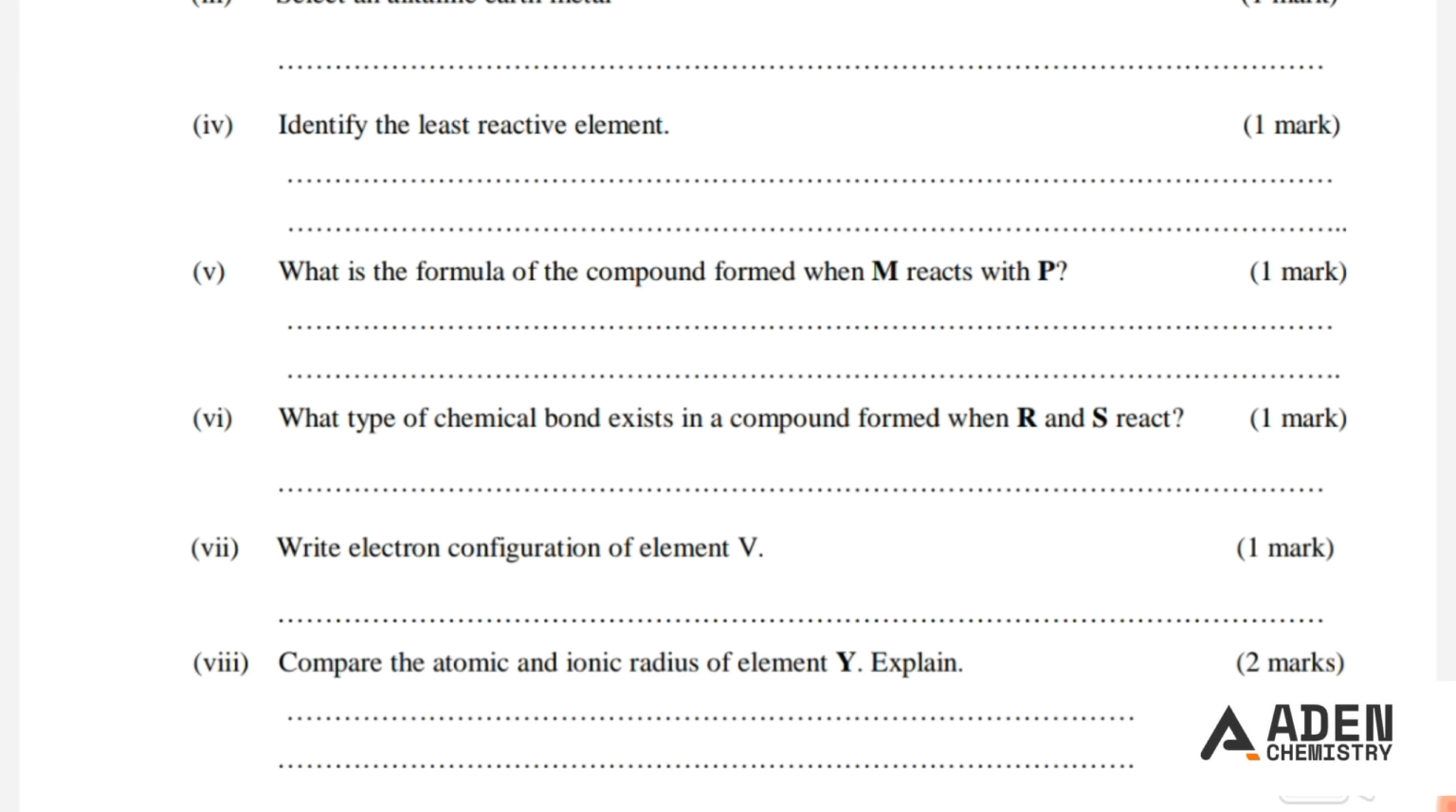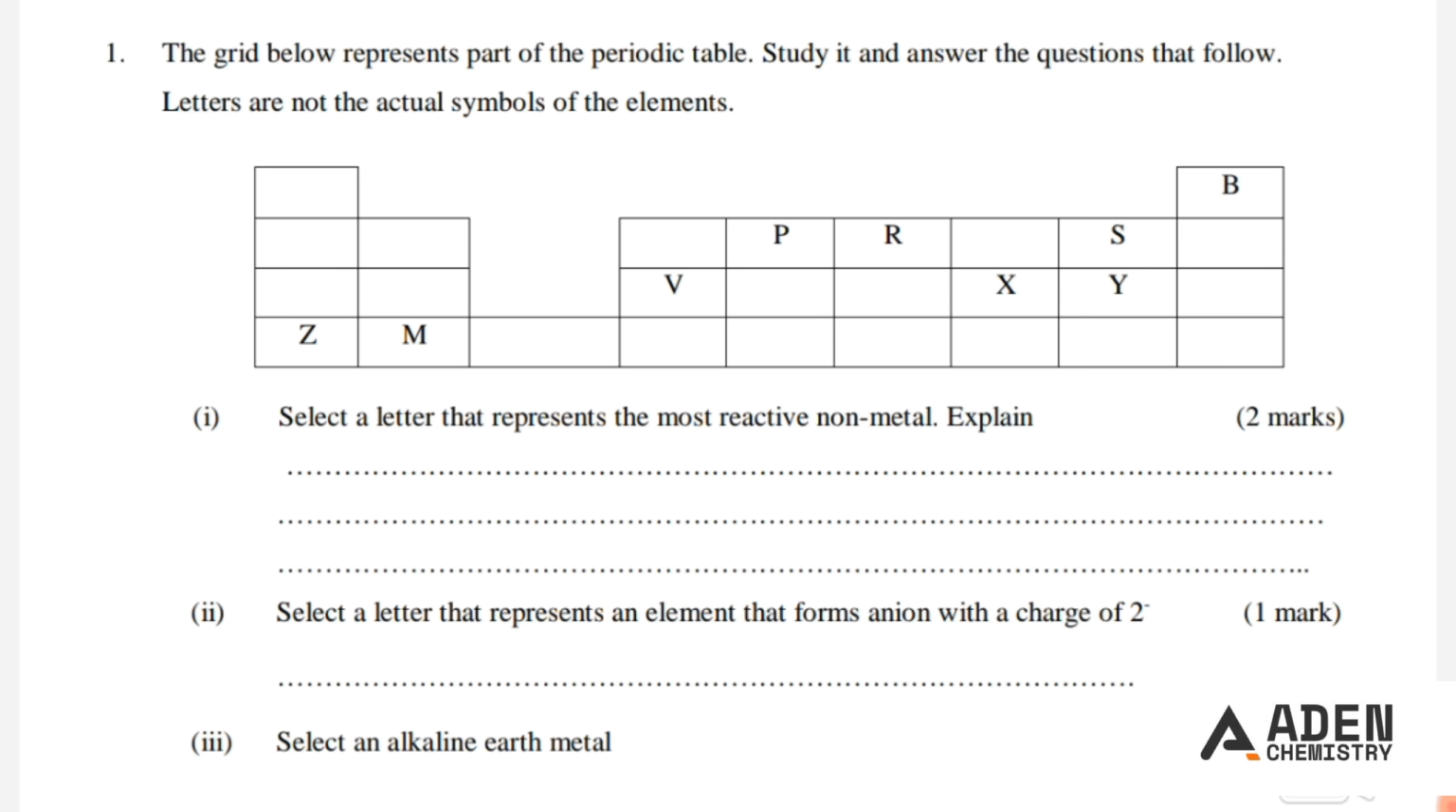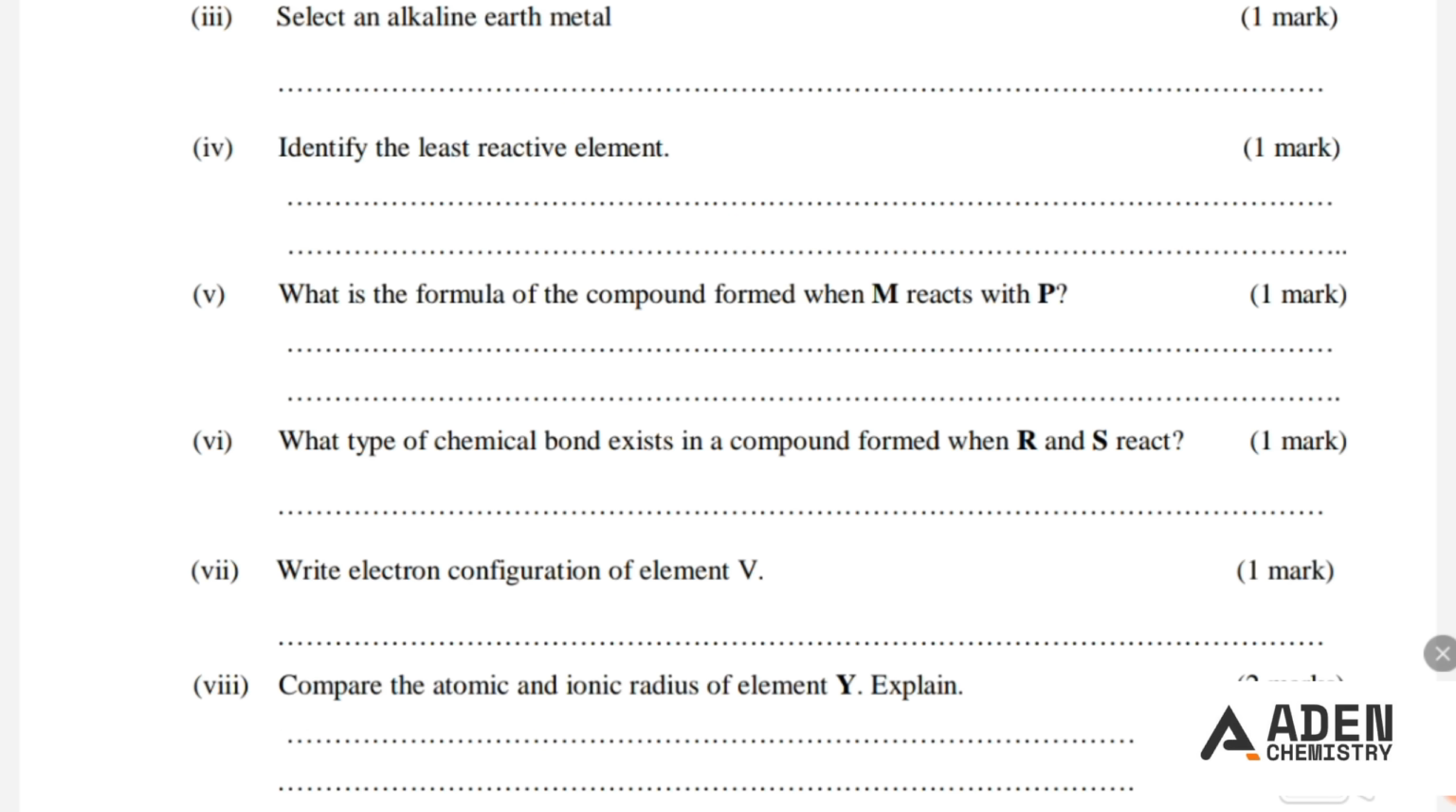We are told identify the least reactive element. Learners, when we are asked about the least reactive element, we check from the noble gases, because noble gases, we said, they neither gain nor lose electrons. In other words, they are stable. So that means they are unreactive. So we check the letter that is in the noble gases. So check, we're having letter B. So that will be letter B.